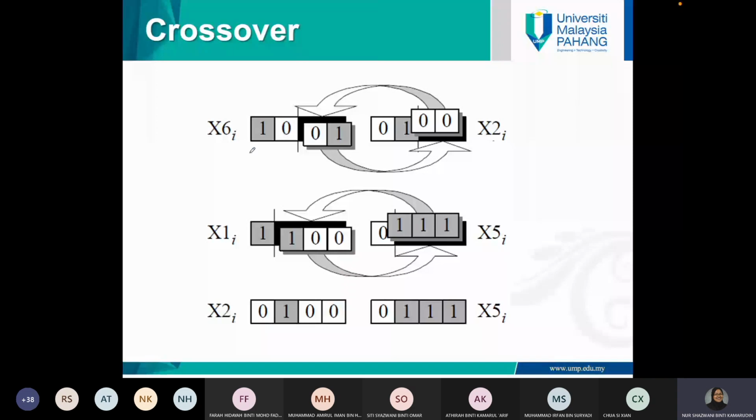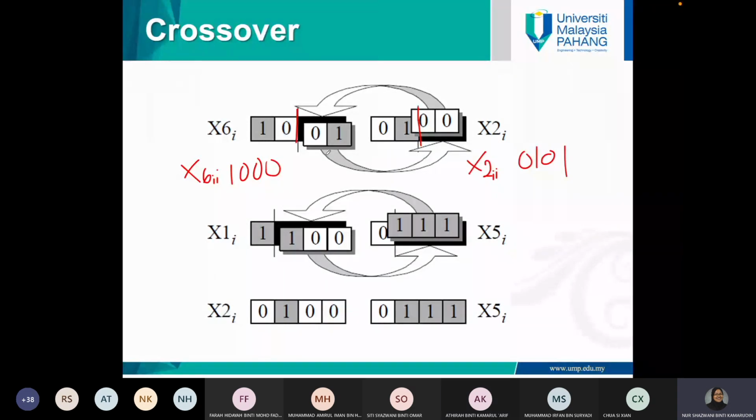So x6 we have 10001001, and then x2 we have 0100. So we want to do the 1 point crossover. So we exchange the tail. So the new x6 will be 1000, and the new x2 will be 0101. Okay, that is for x6 and x2.